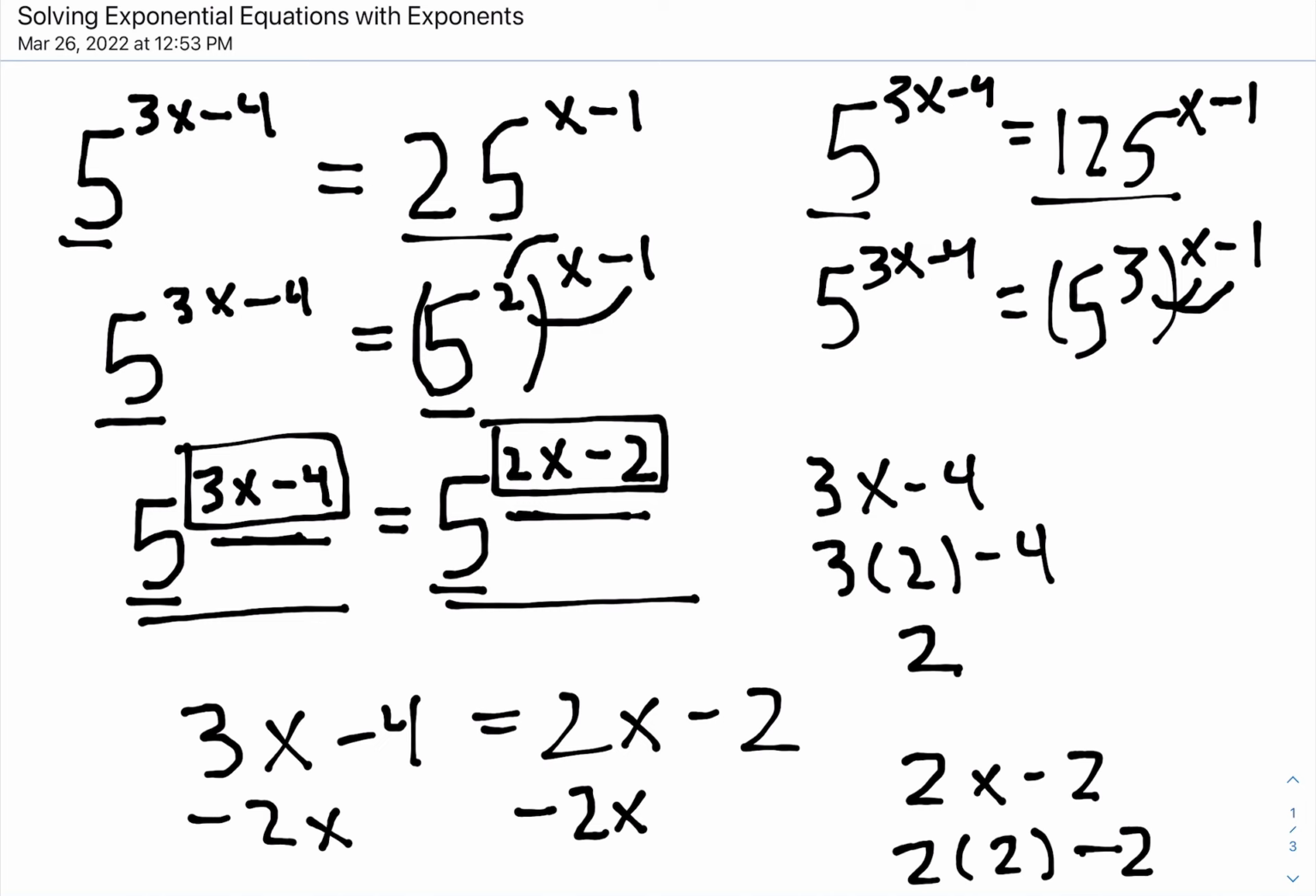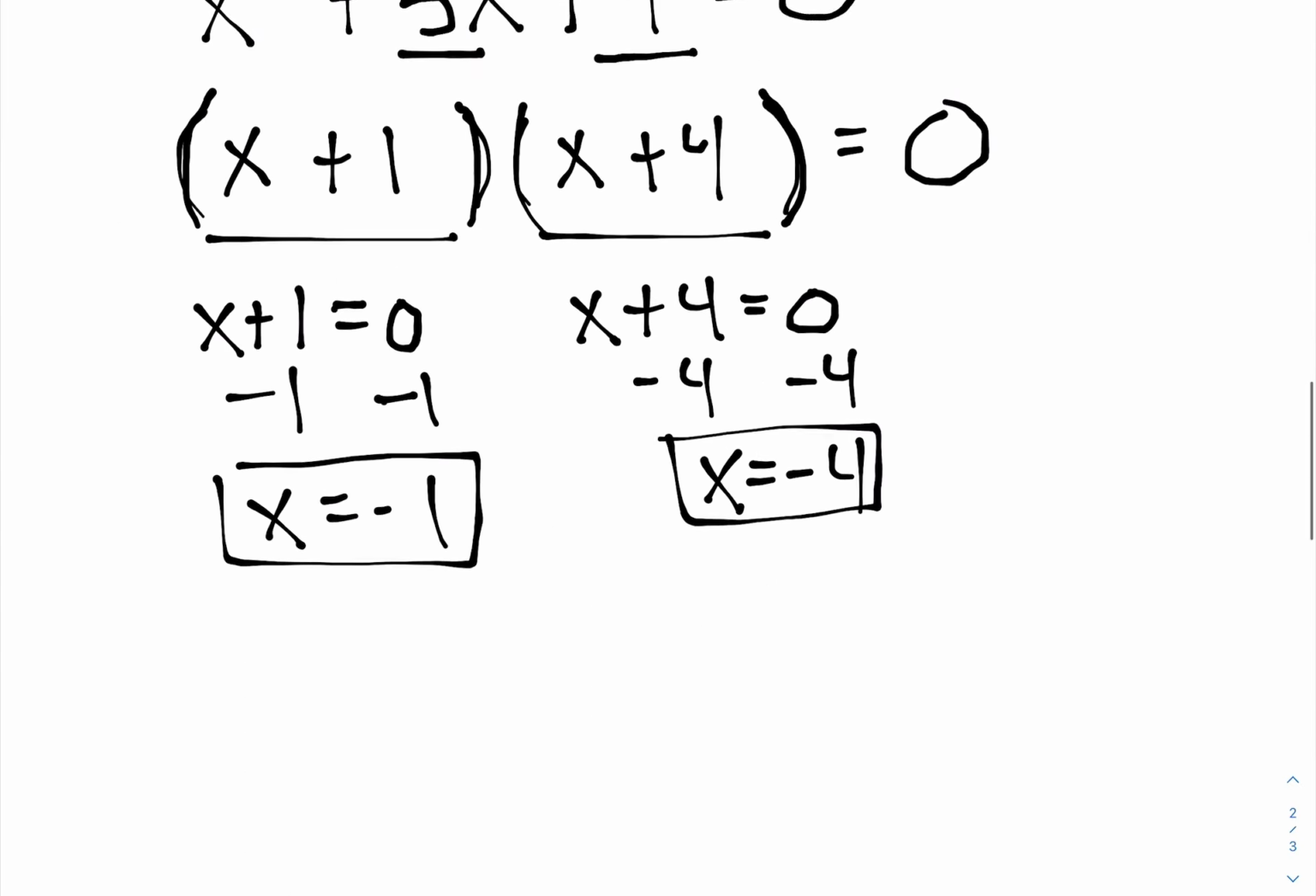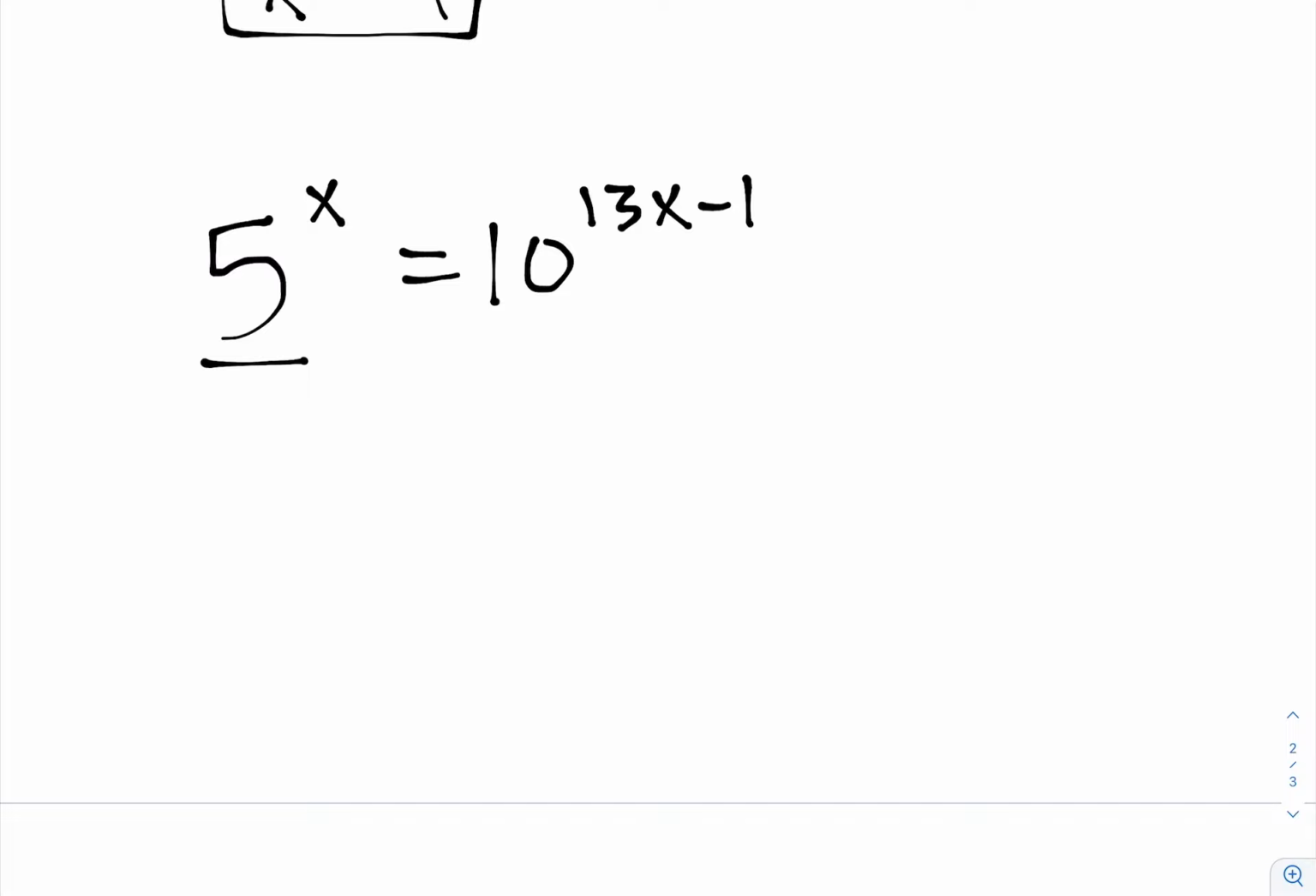We don't need our calculator for this one, but the only kind of hang up is that we can only do this method if we can use exponents. So let's say the question was 5 to the power of x equals 10 to the power of, I don't know, 13x minus 1 or something, we couldn't use this method because 5 and 10, even though 10 is a multiple of 5, that's way different than being a power of 5, right?